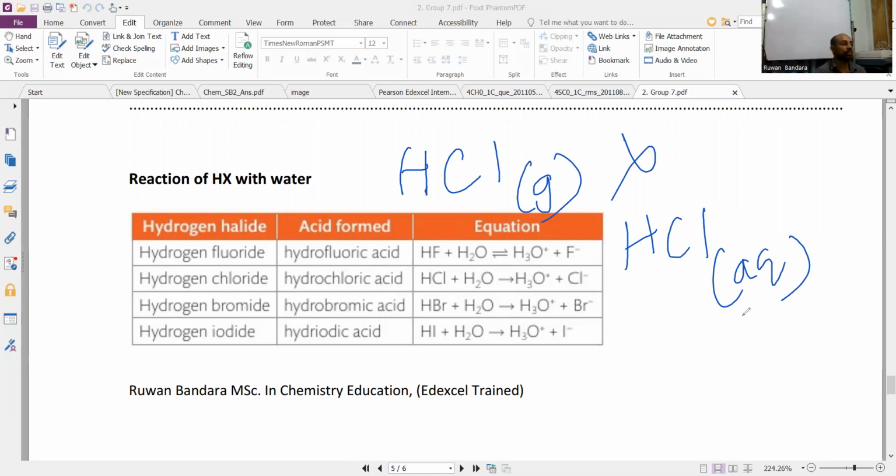That's the difference. So now in here, what is it? HCl, that second one. That is the gas. Yes, the gas is mixed with water.